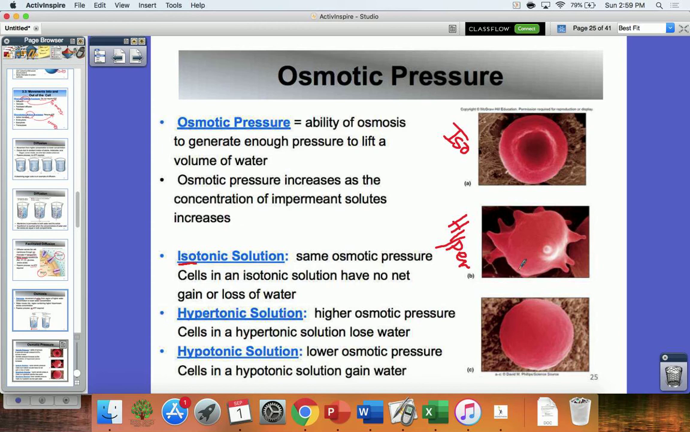And the last is a hypotonic solution. With a hypotonic solution, it's where we have more water on the outside of the cell, more solutes on the inside, which means that water is going to rush into the cell. It's going to cause it to swell and then possibly even burst.